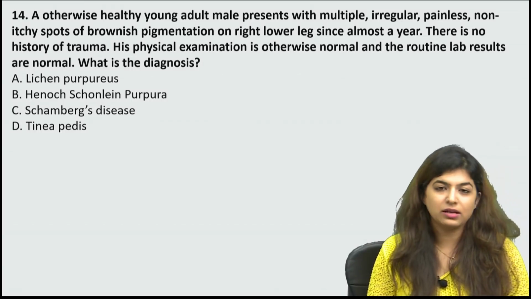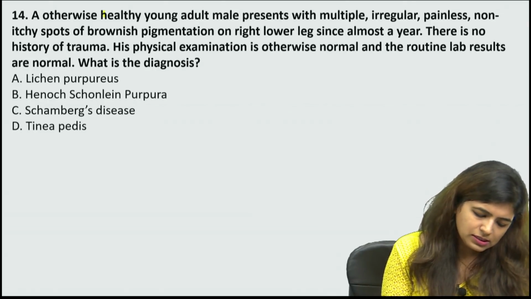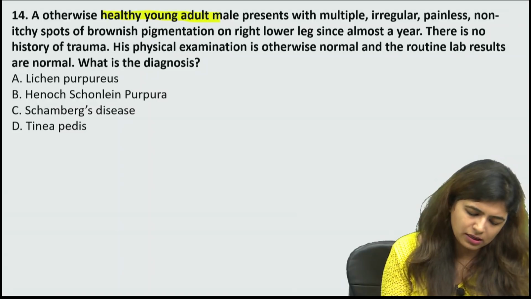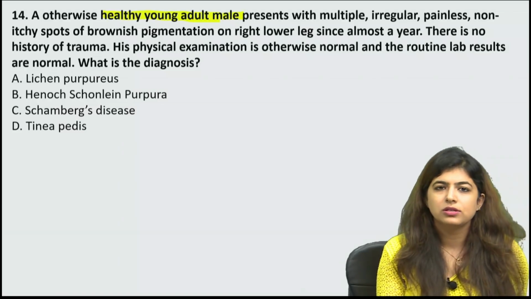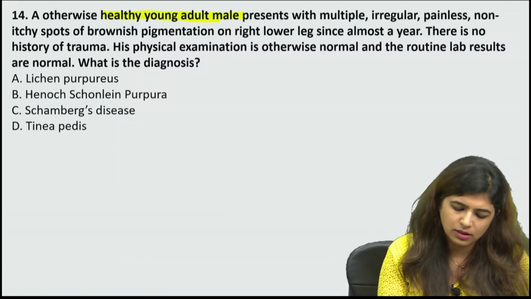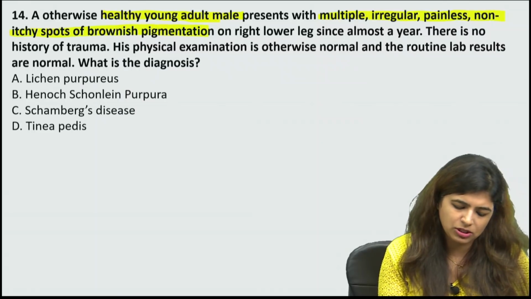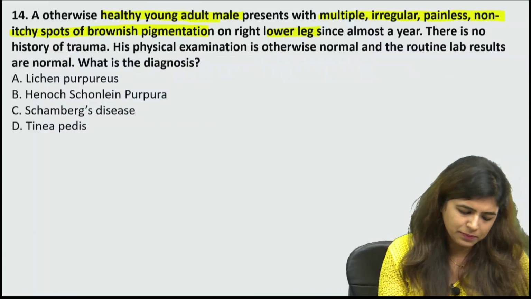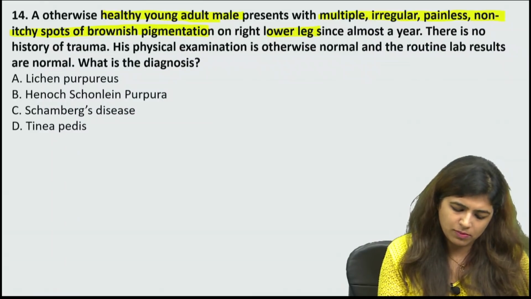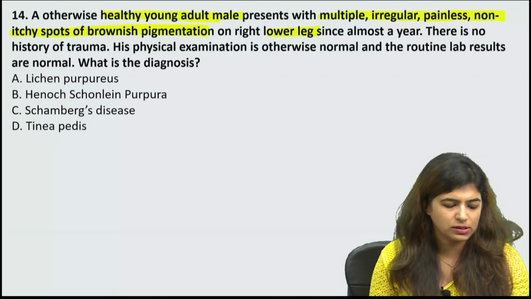Question number 14. Now this is a long question. Let's go through it together. This is a healthy young adult male who presents with multiple irregular, painless, non-itchy brownish pigmentation on the lower leg. No history of trauma, physical examination normal, lab tests normal. What is the diagnosis?